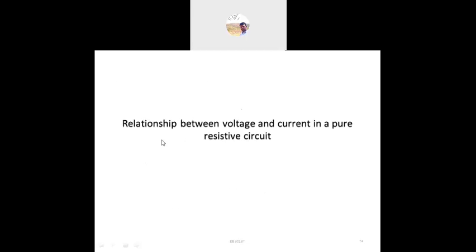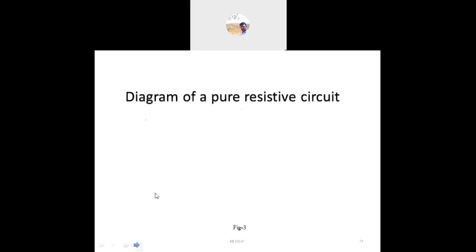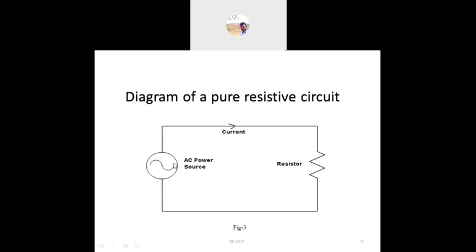Now we'll talk about the relationship between the voltage and current in the pure resistor. We'll talk about the pure resistor circuit now, and then the pure inductive circuit and capacitive circuit, which we are going to discuss. Let's check the pure resistive circuit. We have the AC source, and current is flowing through the resistor.